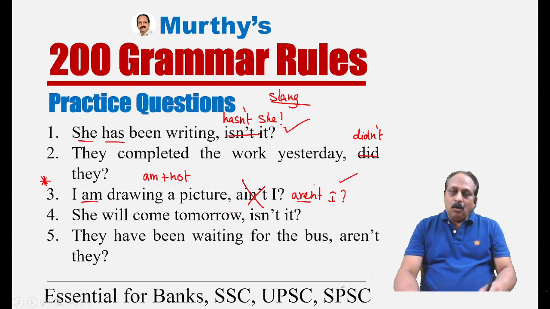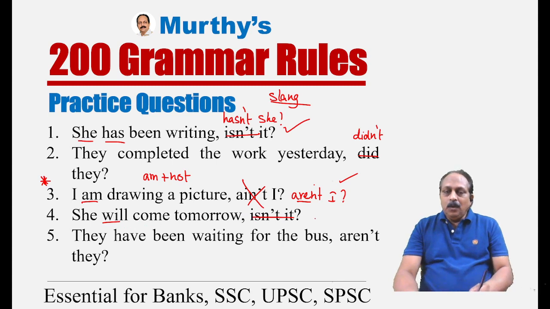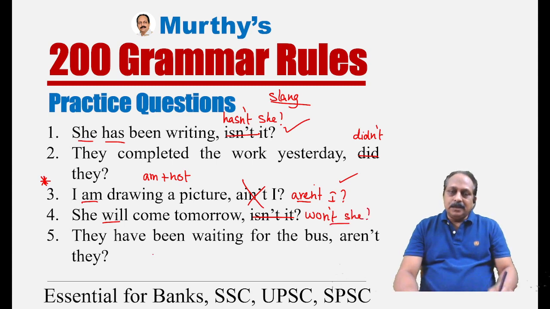She will come tomorrow, isn't it? Common error. What is the helping verb? Will. Will plus not, short form, won't. Won't she? Then it is correct. She will come tomorrow, won't she? They have been waiting for the bus. What is the appropriate helping verb over here? Have. Have plus not, we have to use haven't, not aren't. Haven't they? Then it is correct.